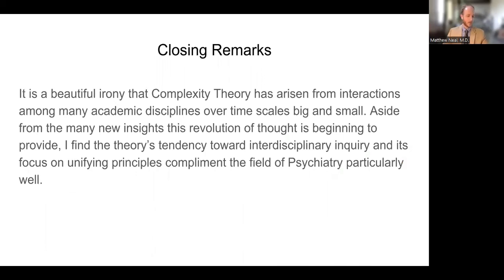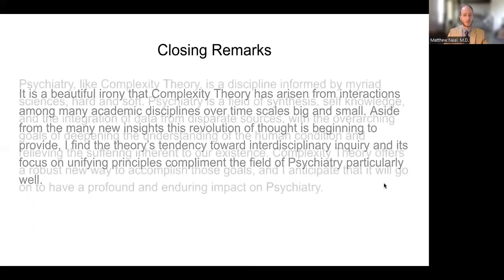So we're getting close to the end here, so I'll say a few closing remarks. I do think it's a beautiful irony that complexity theory has arisen from the interactions of so many different academic disciplines over timescales, big and small. And aside from the many insights that this revolution of thought is starting to provide us, I think the theory's tendency towards this interdisciplinary inquiry and its focus on unifying principles complements psychiatry really well.